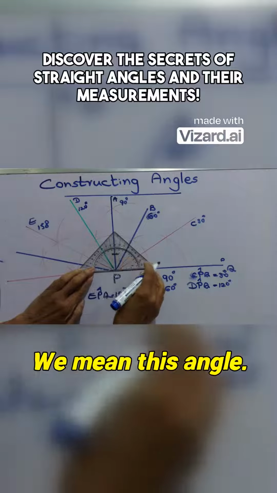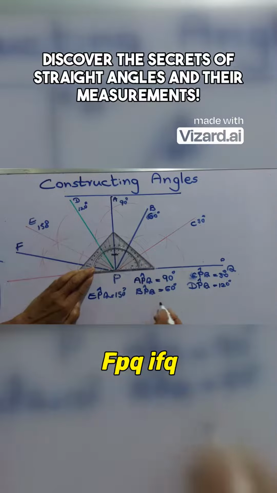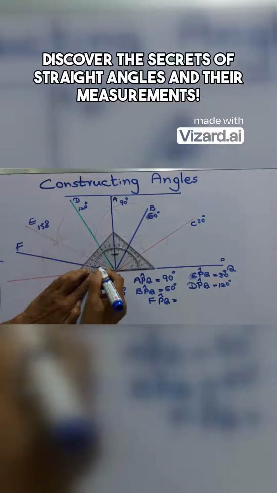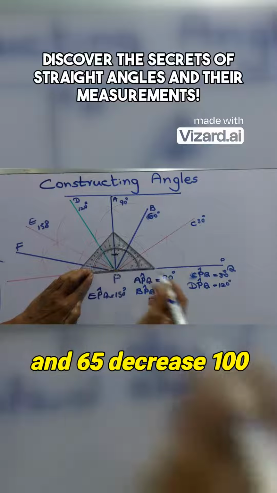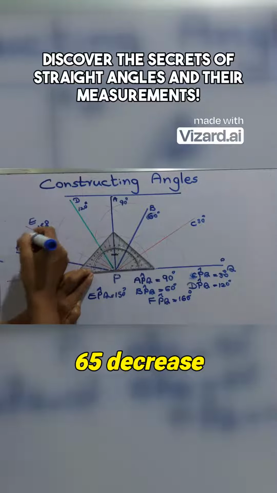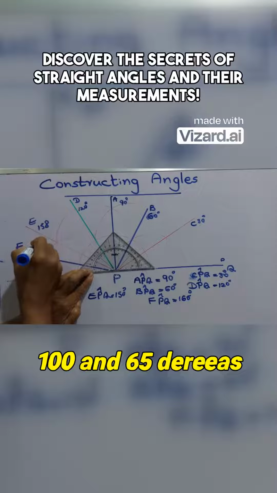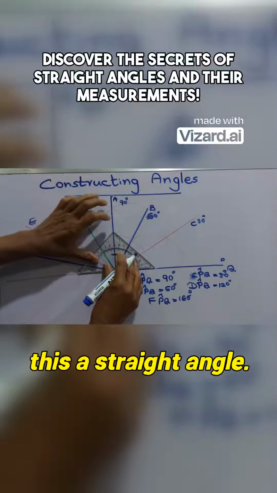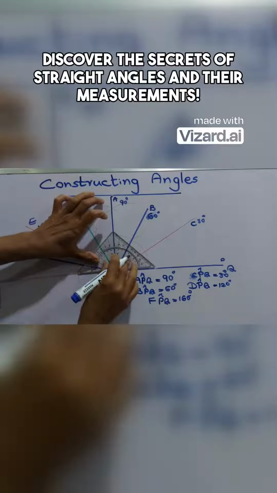We'll name this angle. What is that angle? FPQ. FPQ angle as 165 degrees. Here we'll name this. This is a straight angle.